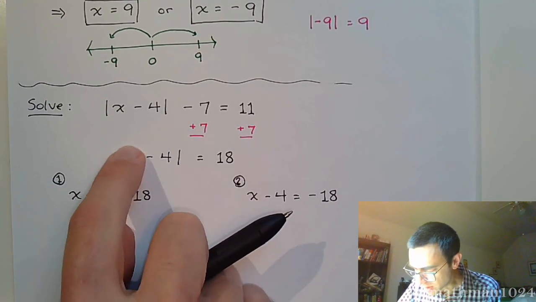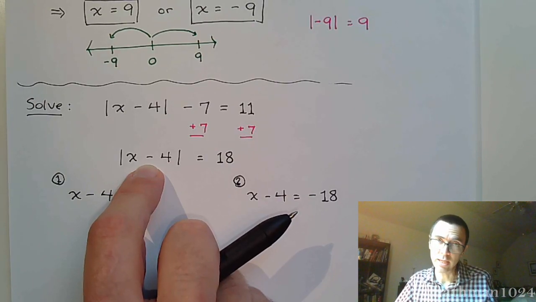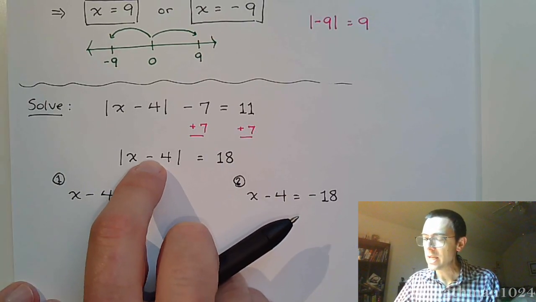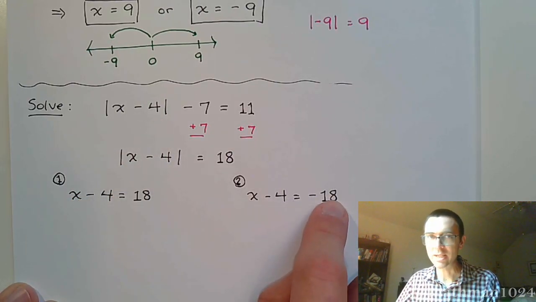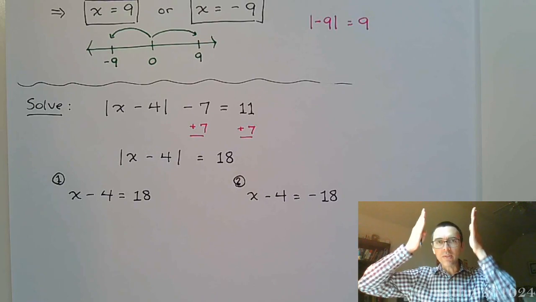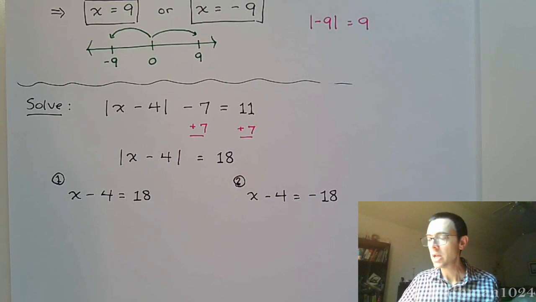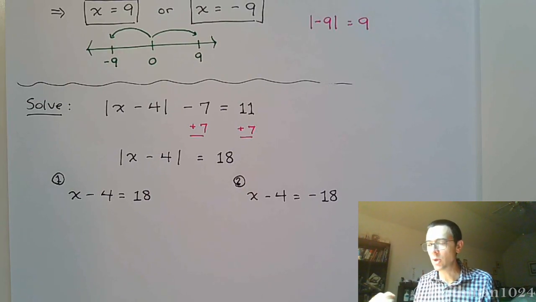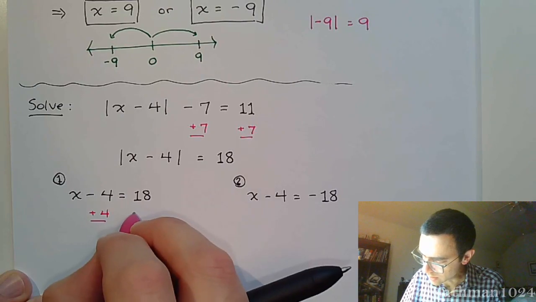So if this expression inside equals 18, then the absolute value of 18 is 18. Also, if the expression inside the absolute value equals negative 18, once you apply the absolute value on it, it's going to return positive 18 as a result. So these are the two possibilities that we have, and we just solve these equations like so.